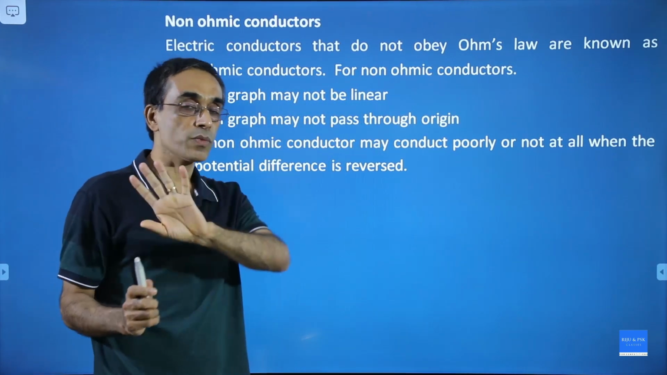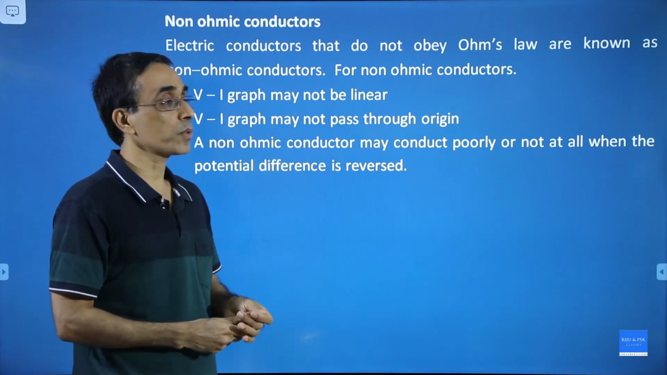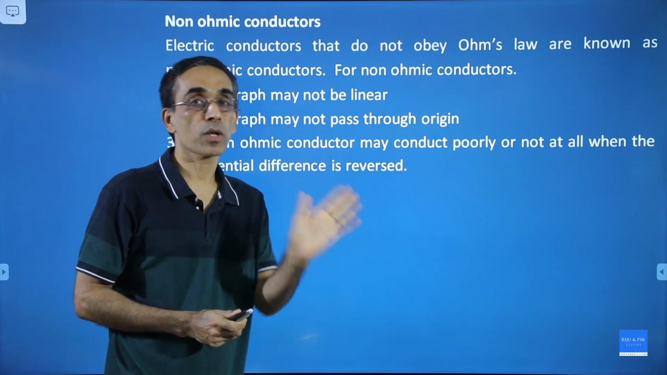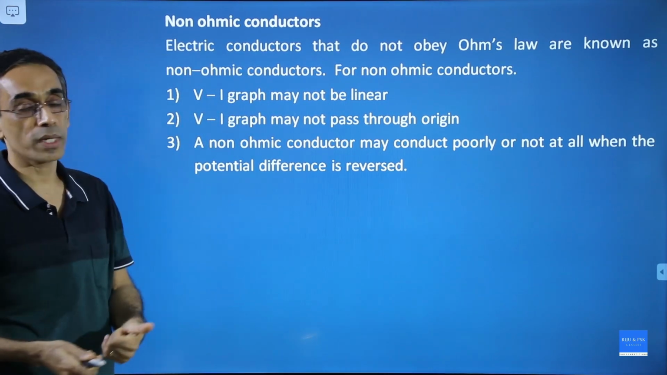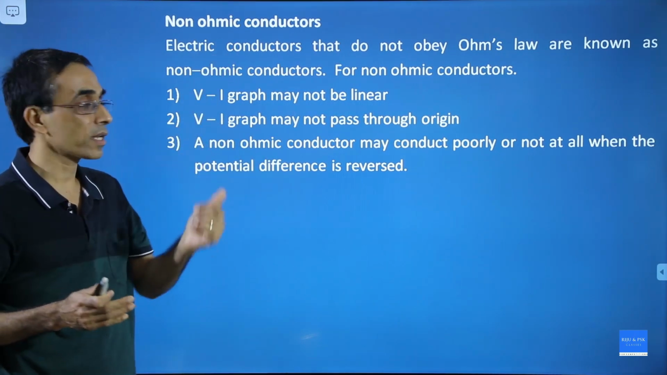Those materials which will not obey Ohm's law, where V and I are not directly proportional, are called non-ohmic resistors. Ohmic and non-ohmic: ohmic means it will obey Ohm's law, non-ohmic means it will not obey. And the reasons: the VI graph may not be linear, you won't get a straight line graph.